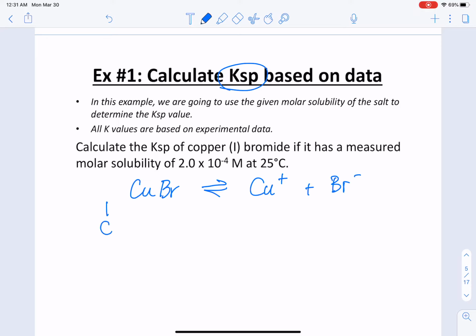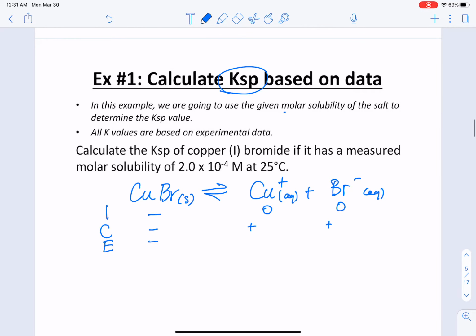And we're going to look at this with the use of an ICE table. Since this is a solid, we don't include that in our ICE table expression. These species are both aqueous, so they are included. We don't have any of them to start. Both of these are going to increase in concentration as the solid dissolves. And solubility, or molar solubility, is typically represented by the letter S. I just prefer to use the letter X instead because it's something that we've used for ICE tables in the past. And my S's kind of look like 5s. So it's going to go up by X. This is going to go up by 1X.